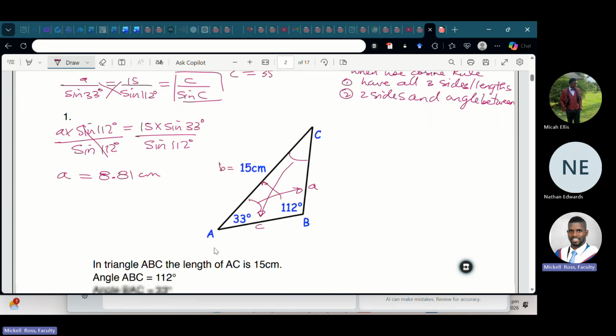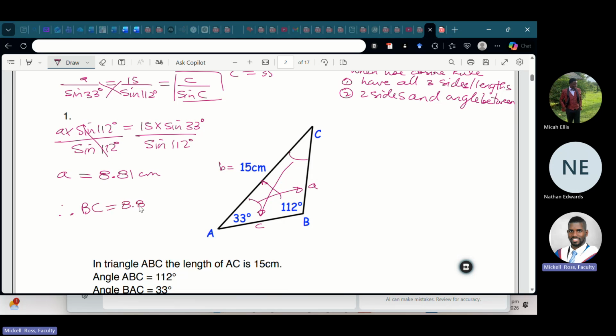So we can say therefore, BC is equal to 8.81 centimeters, because notice the question asks us to solve for BC. So notice we know that A and BC are the same length. So all you have to do is just state that. All right.